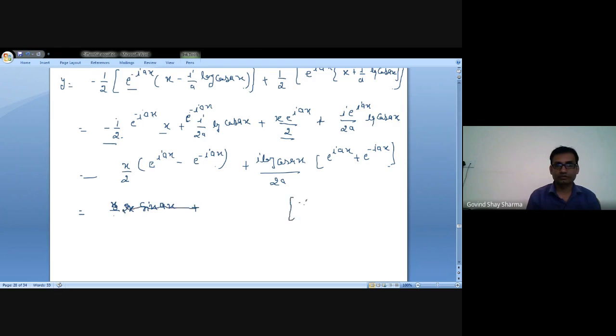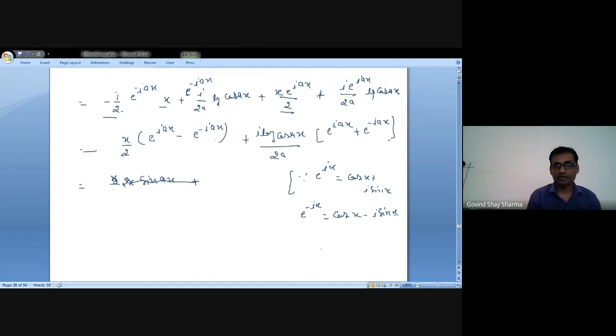That we can solve for. We can write like this: e to the power minus iota x is equal to cos x minus iota sin x. When we subtract, then we get e to the power iota x minus e to the power minus iota x is equal to 2 iota sin x.